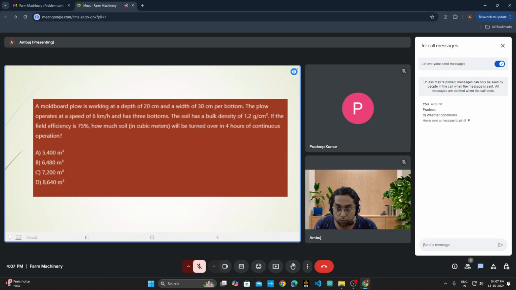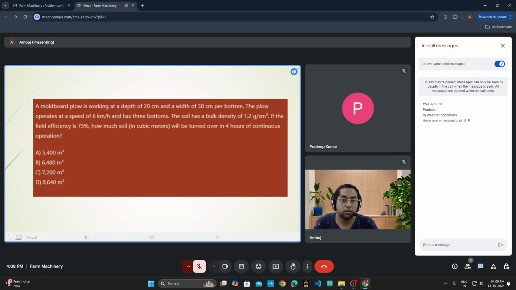A moldboard plow is working at a depth of 20 centimeter and width 30 centimeter per bottom. Speed of operation is 6 kilometers per hour. Bulk density of soil is 1.2 gram per cc. Field efficiency is 75%. Then how much cubic meter soil will be turned in 4 hours of duration of operation?